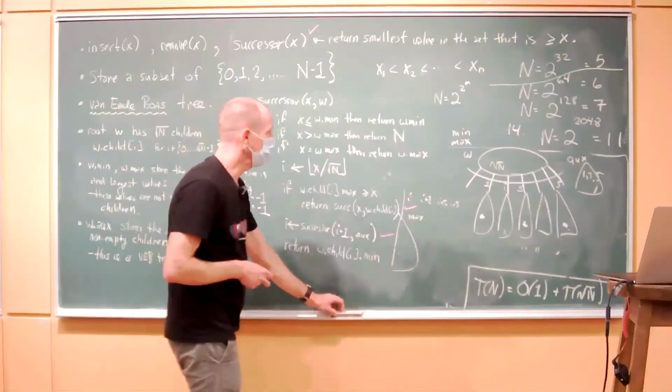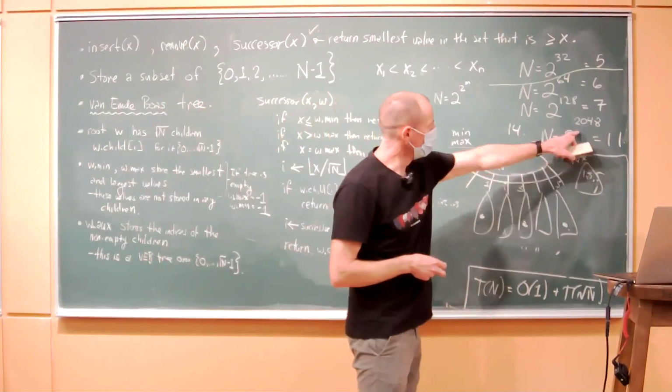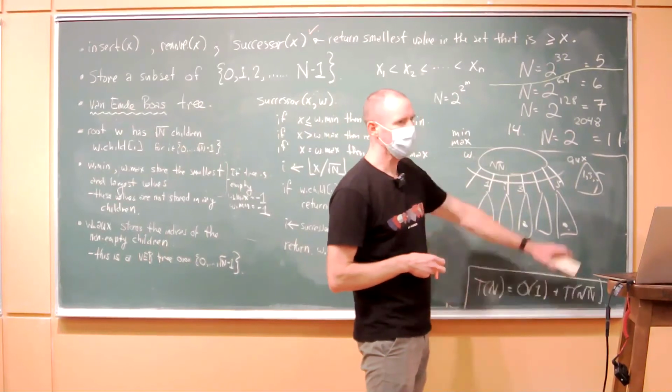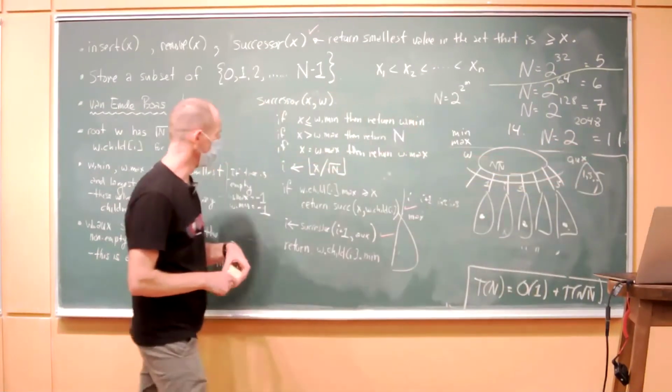Log n time. So even for a universe of size 2 to the 2048, that's basically 11 recursive calls.